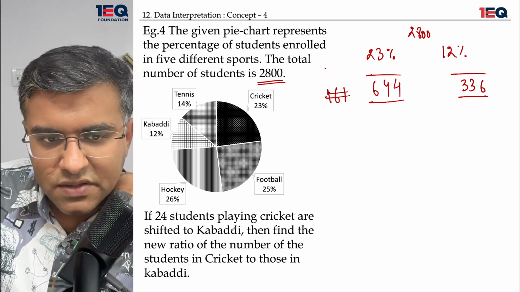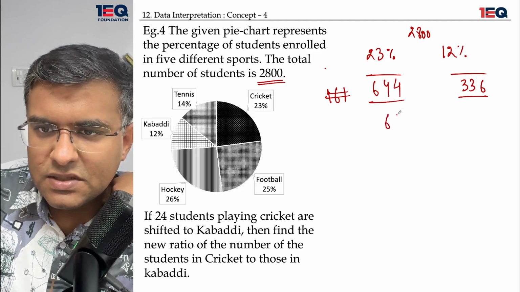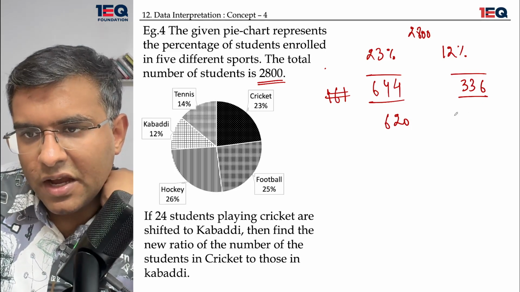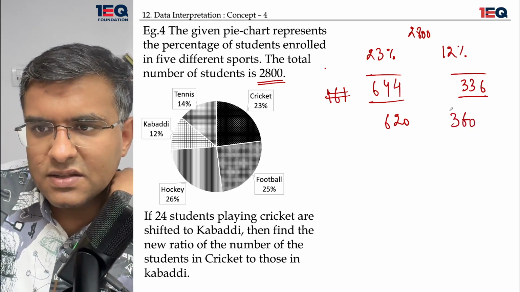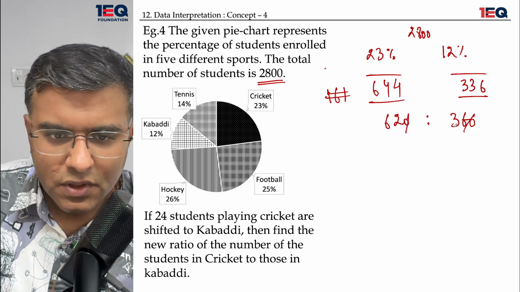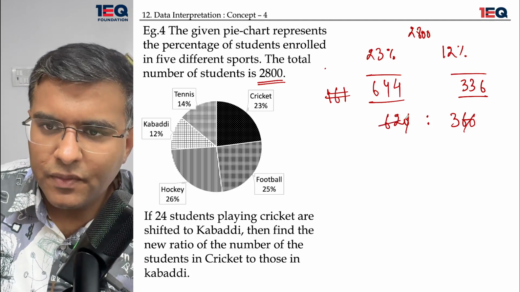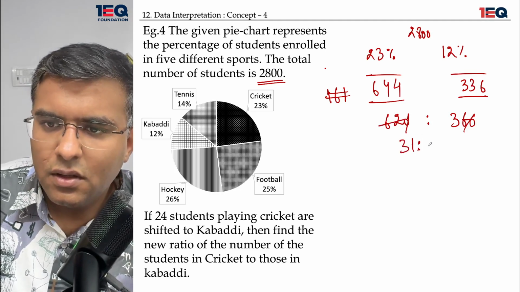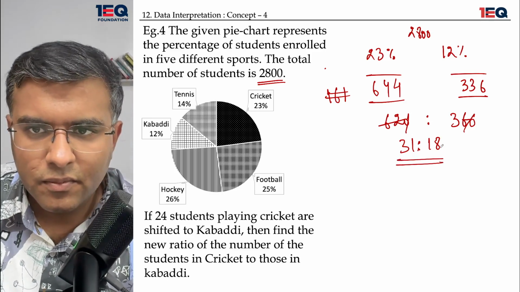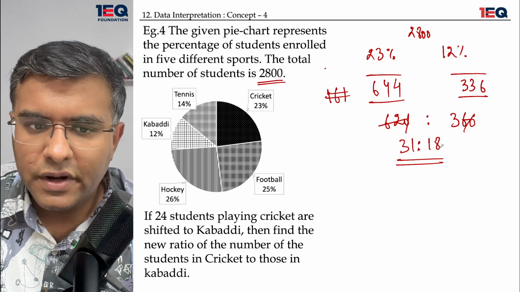24 students are shifted to kabaddi. 24 students out of this means 620 students would be left here. And here, if I add 24, I get the answer as 360. Then find the new ratio of the number of students, cricket to kabaddi. So this is 31 is to 18. Simple. Good enough. All right, let's move on.